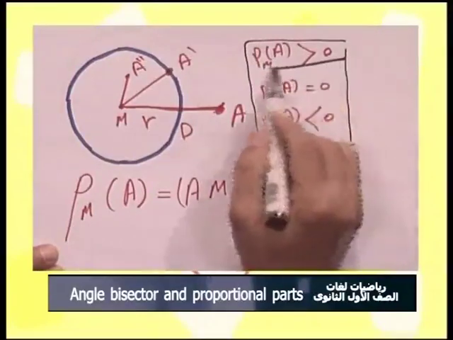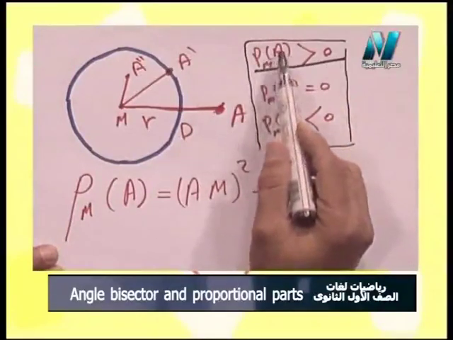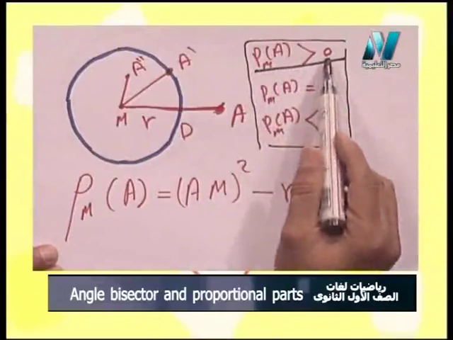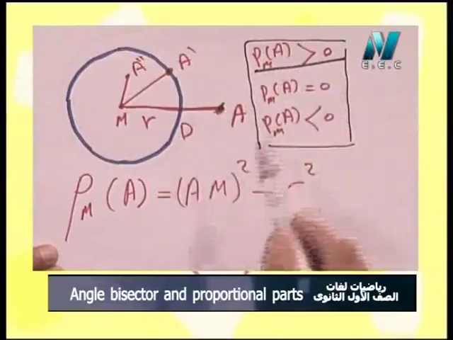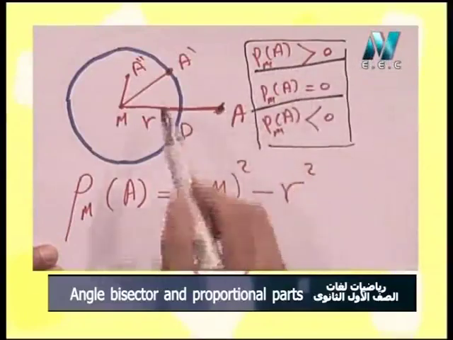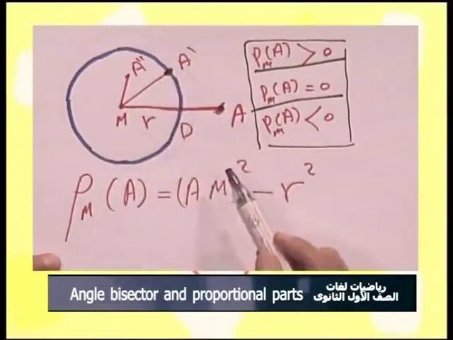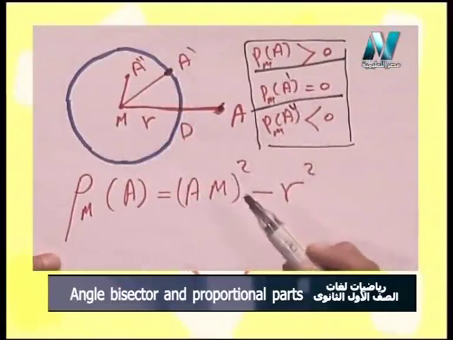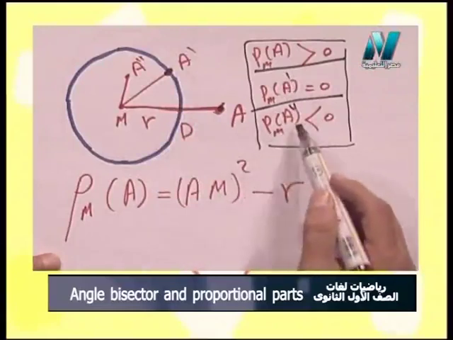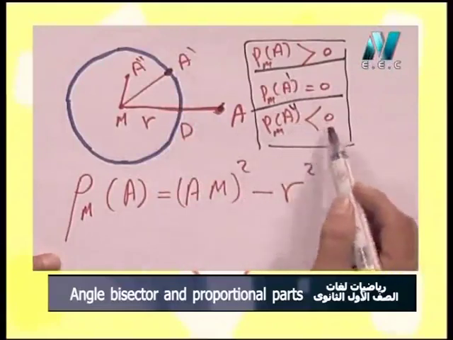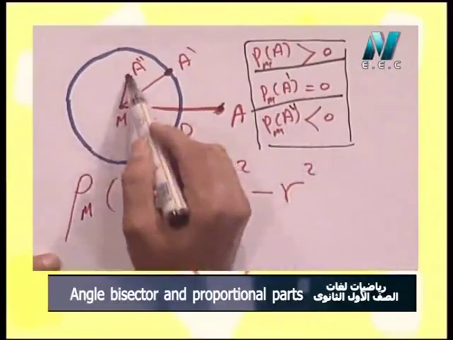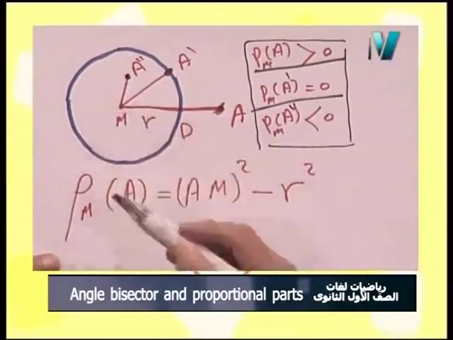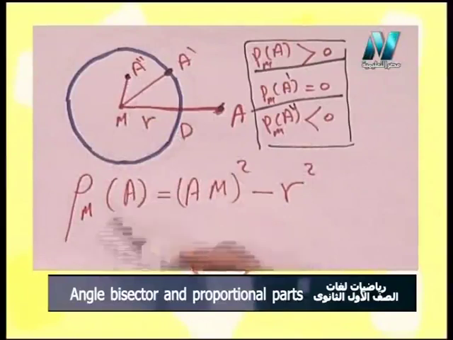We have this one, power of the point A positive, so it's outside the circle. Equals 0 like that, so it is on the circle. We can call it A dash, and this one is A double dash. If the power of the point A double dash is less than 0 or negative, so it lies inside the circle. So let's see some examples on it.